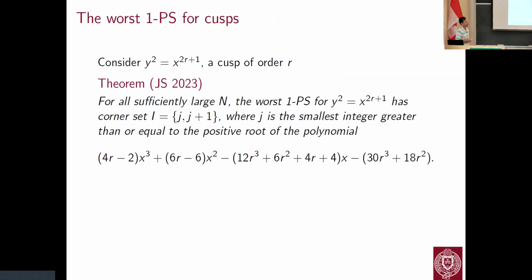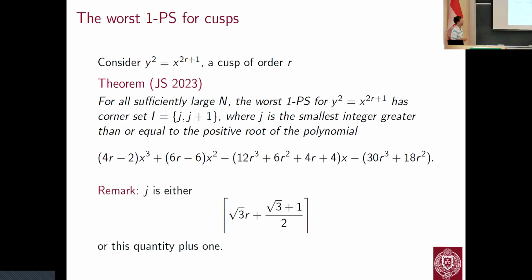Okay, and so here's our last slide. Let me tell you the answer for cusps, which is slightly surprising. Consider a higher order cusp, so y squared equals x to the 2r plus 1. The worst one parameter subgroup is always going to have a pair of consecutive corners, and j is going to be the roundup of the root of this polynomial. And I can almost give you a closed formula for it. It's almost always equal to the expression you see here, although I didn't actually prove that. What's easy to prove is that this number j is either this quantity or that plus 1.